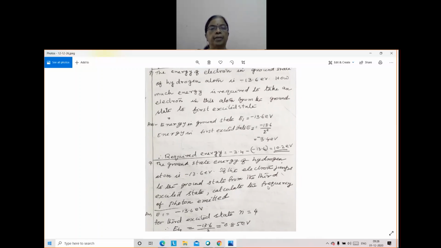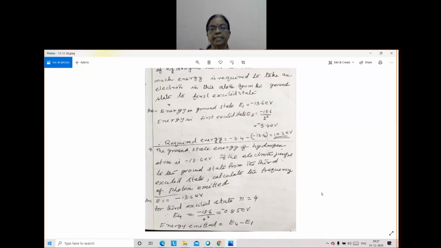Next, the ground state energy of the hydrogen atom is minus 13.6 eV. If the electron jumps to the ground state from the third excited state, third excited means n equal to 4. You have to take n equal to 4 for the third excited state. Ground state n equal to 1.